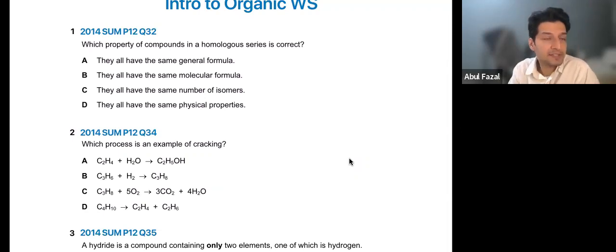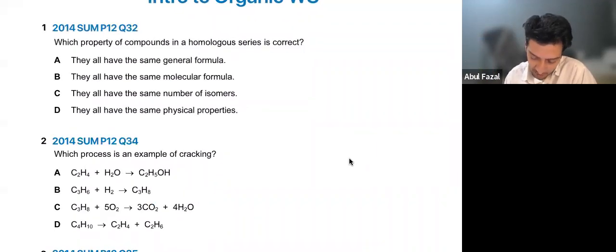Which properties of compounds in a homologous series is correct? They all have the same general formula. That makes sense because alkane is a homologous series and all have the same general formula, right? They all have the same molecular formula. That's not true, because what are the first three alkanes? Methane, ethane, propane. What will their formula be? So this is asking less about your understanding of alkanes or organic, it's asking about your understanding of words. Do you know general formula and molecular formula or not? Okay? All of them are different.